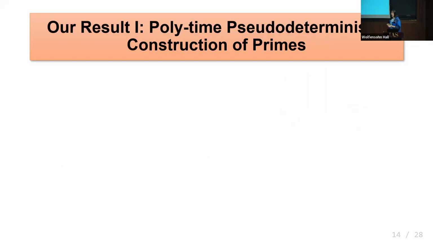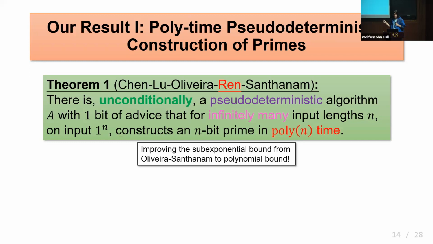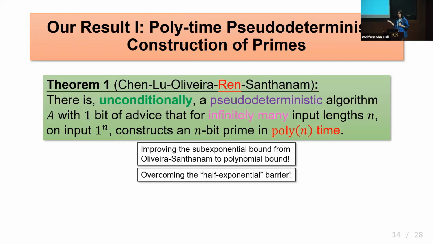Now, let me introduce our two results. Roughly speaking, we improve the pseudo-deterministic construction and Kaplan's lower bounds with an optimal win-win analysis. The first result is to improve the pseudo-deterministic construction of primes, or in general dense properties, into an optimal polynomial time algorithm. And somehow we overcome the half exponential barrier by a new win-win analysis.